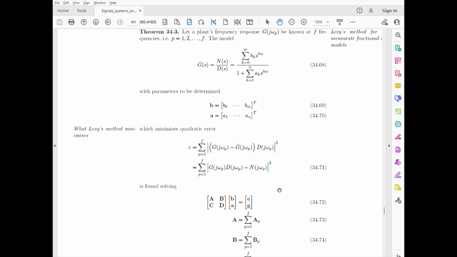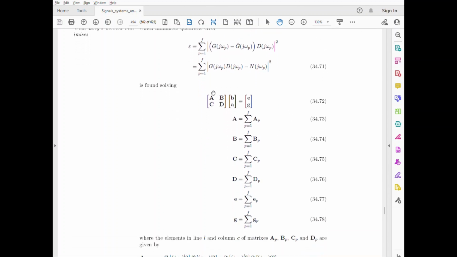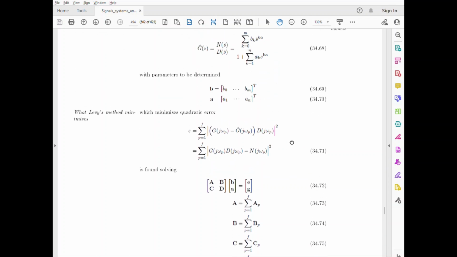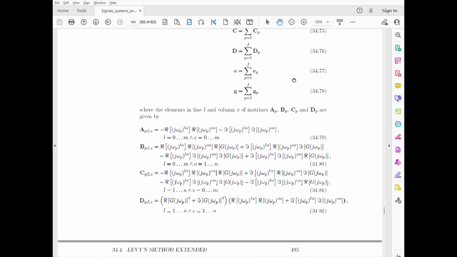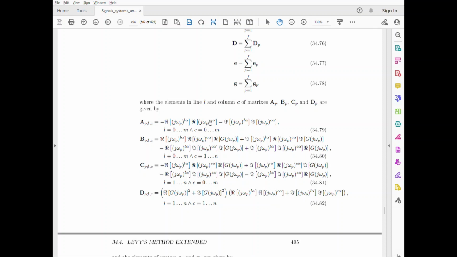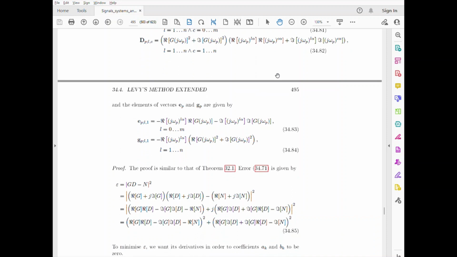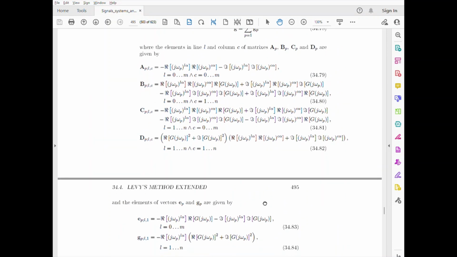Consequently, we will have more terms in our matrices A, B, C, D, and in our vectors E and G. It is a matter of carrying out the calculations again, now considering that we have these fractional powers here, and we will arrive at these expressions that let us apply Levy's method just as it was applied for integer order transfer functions. These expressions in the lecture notes are for explicit fractional order transfer functions that have a commensurability order.